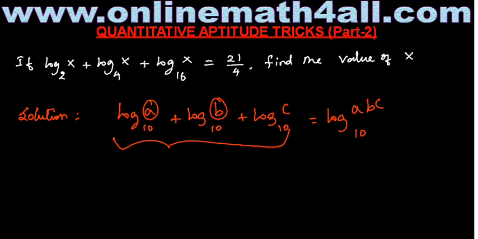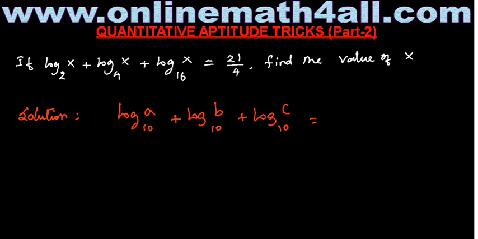But in our problem we have three logarithms added, but the base for the first one is 2, the base for the second one is 4, and the base for the third one is 16. So here we cannot apply the fundamental law because the bases of the three logarithms are not the same. So we have to try some other trick to solve this one. Okay, first let me take the given information and I'll show you how to solve this one.